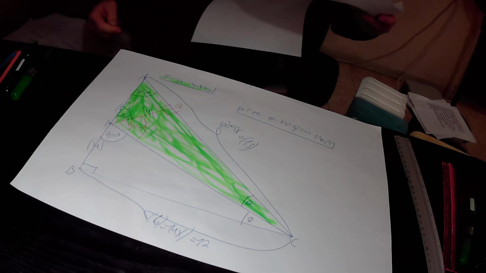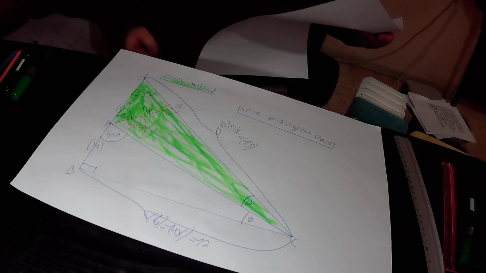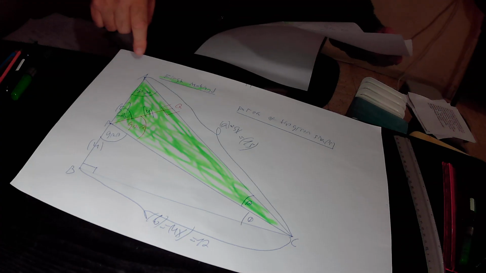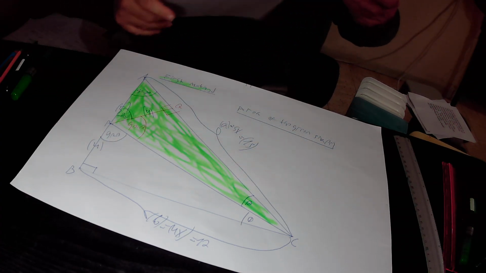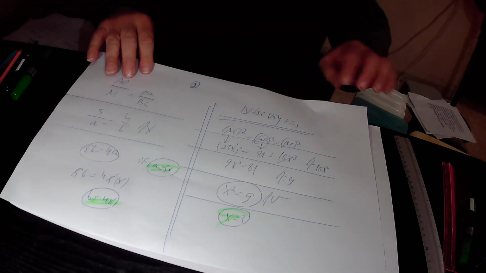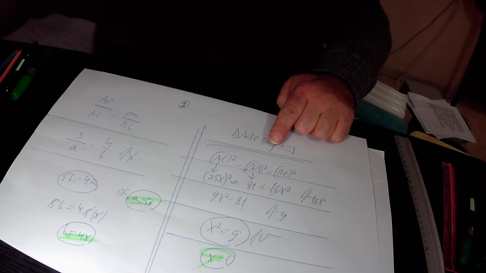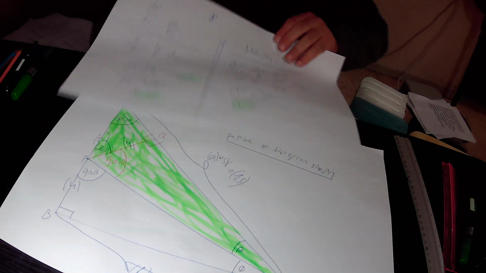According to the Pythagoras theorem, in any right triangle, the square of the hypotenuse equals the sum of the squares of the perpendicular sides. So in this right triangle ABC, AC squared, that is the square of the hypotenuse, must be equal to AB squared plus BC squared.